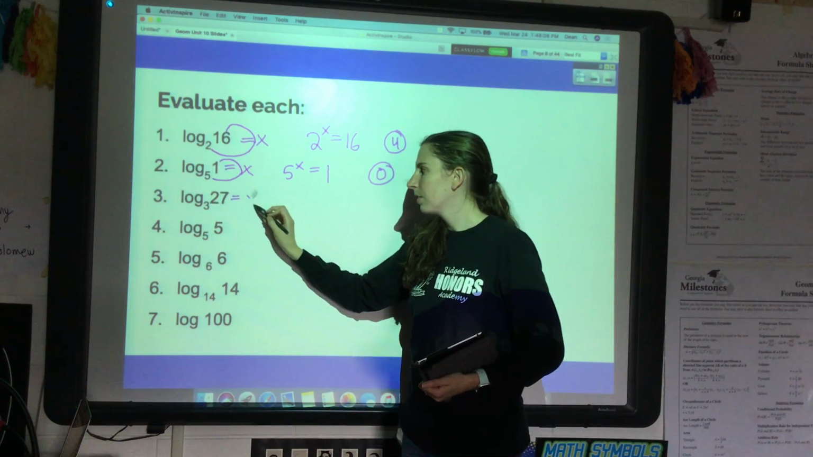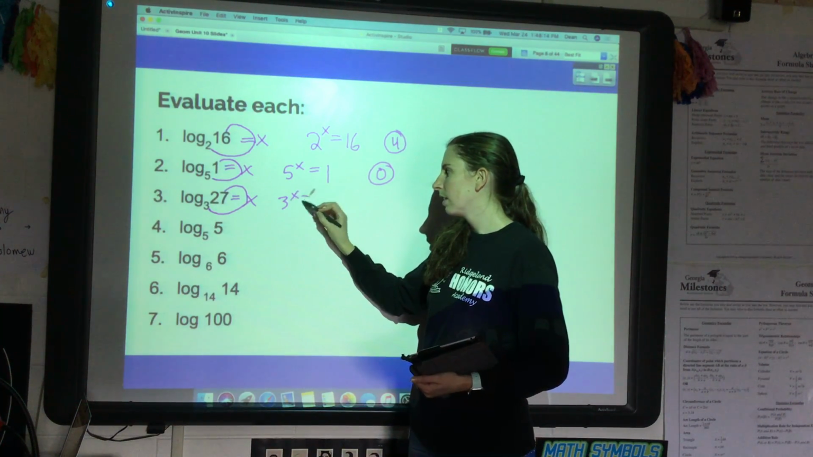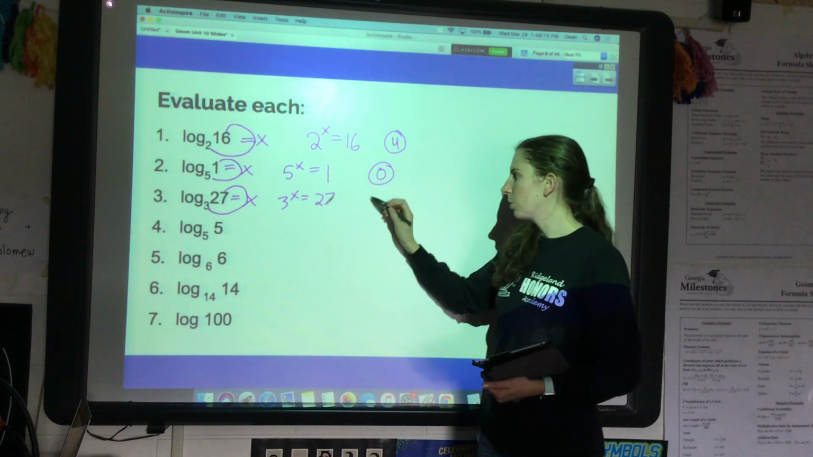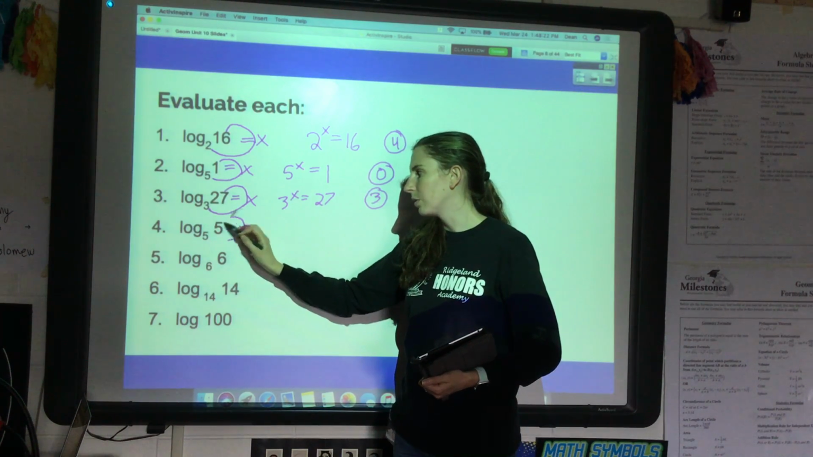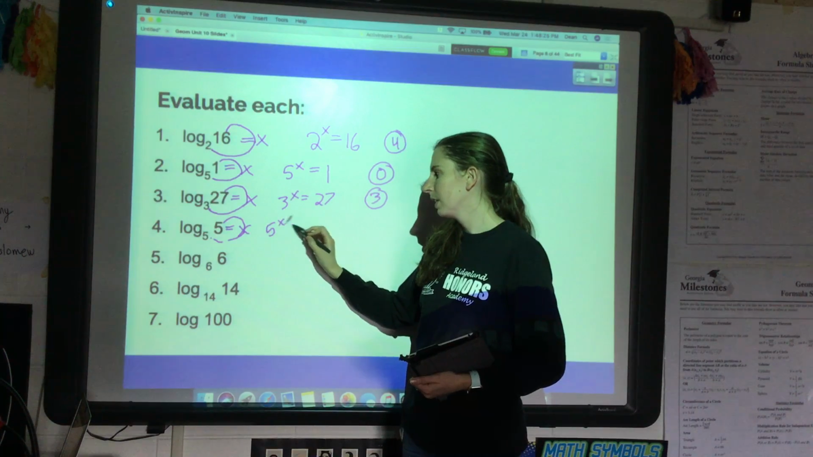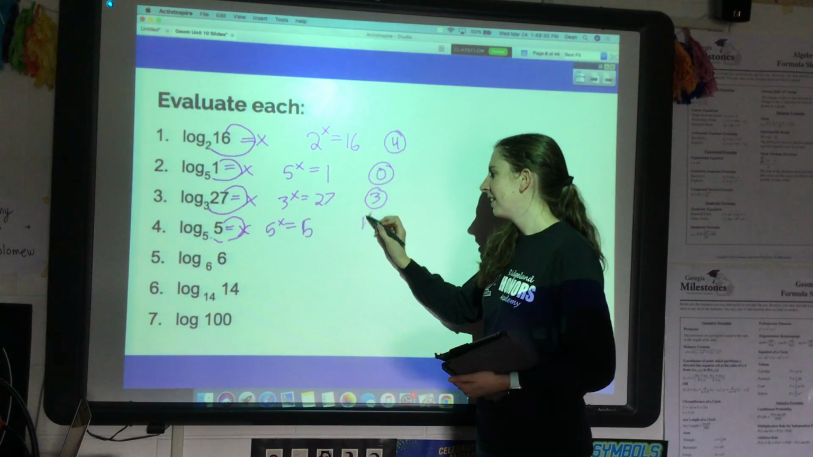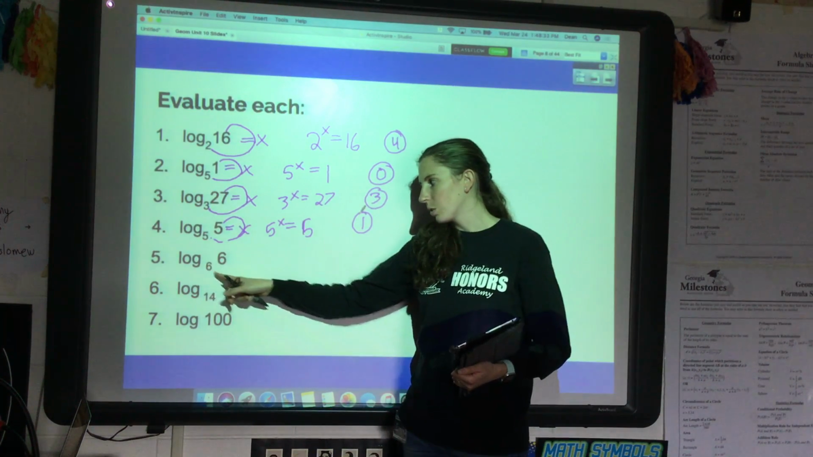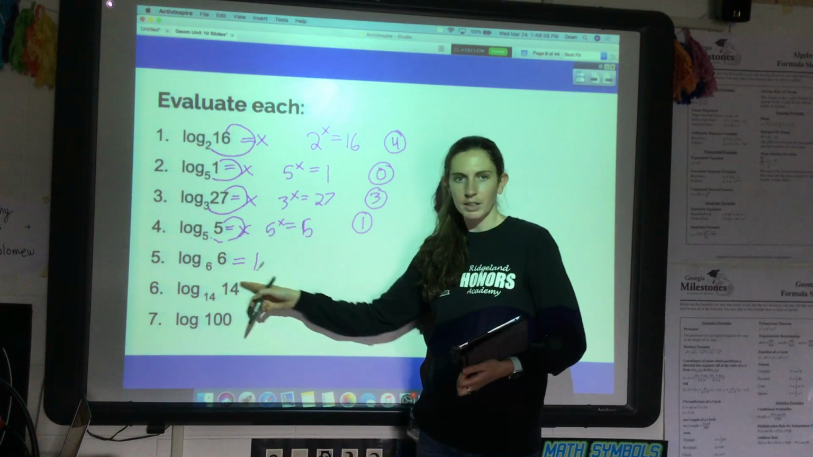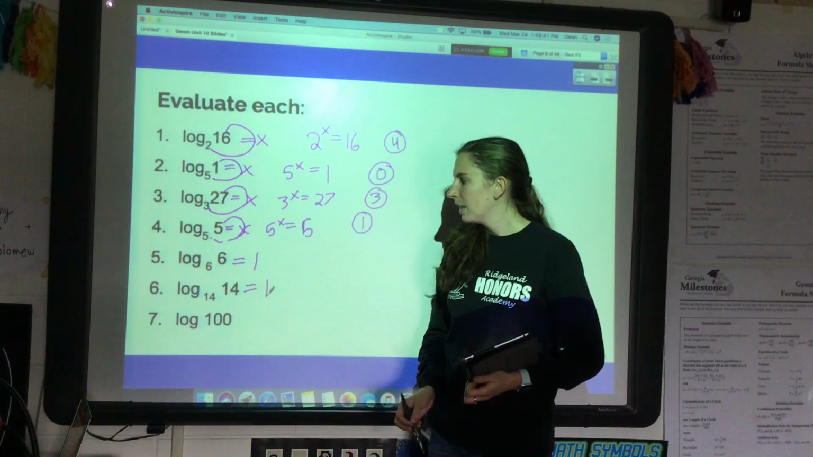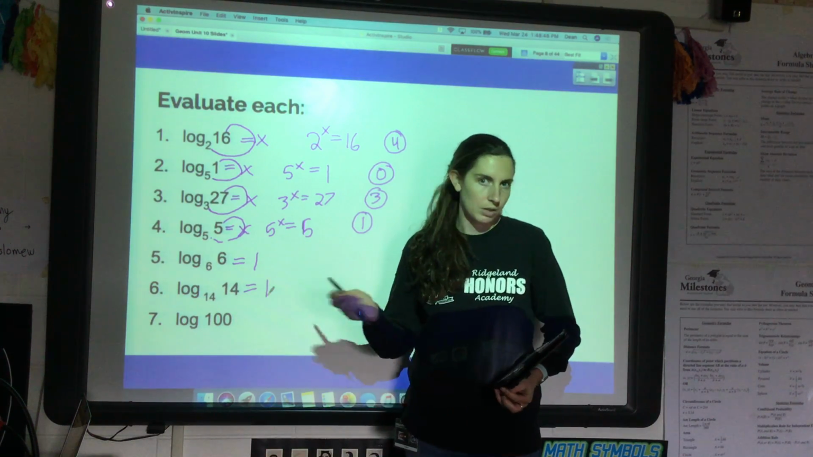On this one, we're doing 3 to what power gives me 27? That would be 3, because 3 cubed is 27. This one is 5 to what power gives me 5? That would just be a 1. Oops, sorry, I answered it. Same thing here, 6 to what power gives you 6? Again, it would just be a 1. 14 to what power gives you 14? Again, just a 1. So you may notice any log where the base and this number here match is always going to be a 1.